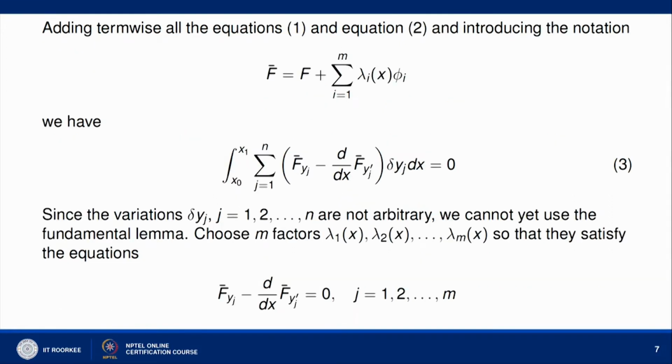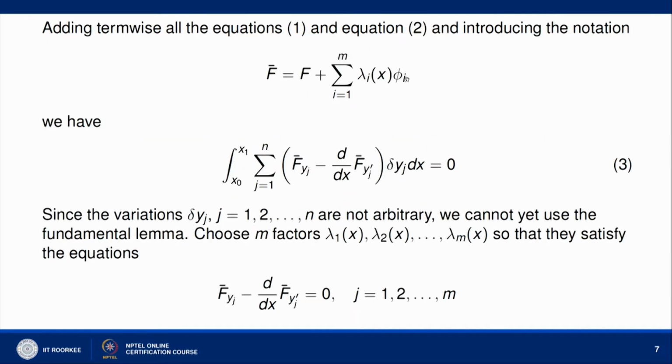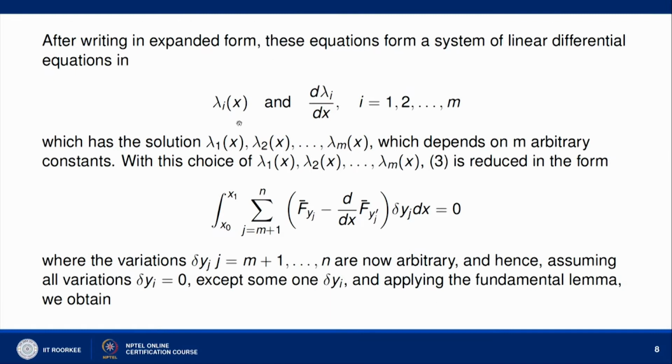The only difference between this case and the previous case is that in the previous case this resulted in a system of n linear equations, but in this particular case this will reduce to a system of n linear differential equations in lambda_i(x) and d lambda_i by dx. So this is the only difference, and since it is a linear differential equation and the involved functions f and phi are all continuous, we have existence guaranteed. And we can say that it has the solution lambda 1 to lambda m, which depend on m arbitrary constants.